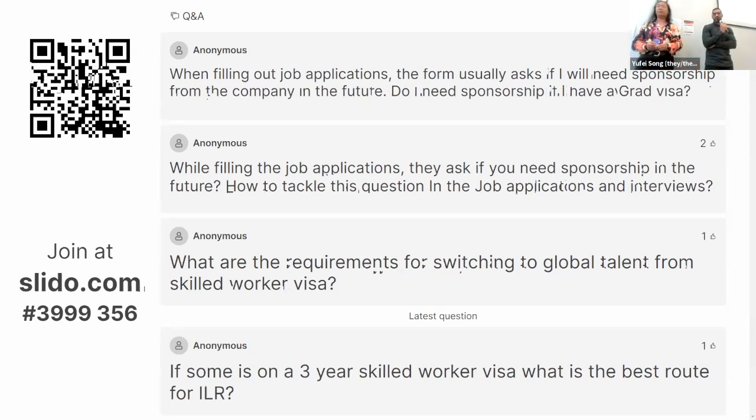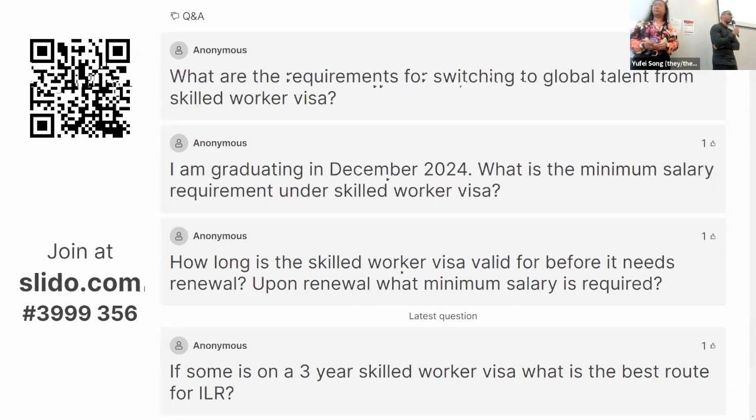Okay, so if someone is on a 3-year skilled worker visa, what's the best route for ILR? If someone's on a 3-year skilled worker visa, and you've already done 3 years, well, hopefully you've done 3 years of your skilled worker visa, stay on that visa. And hopefully if you get a further extension for another 2 years, then once you've done 5 years in the UK, you could apply for indefinite leave to remain.